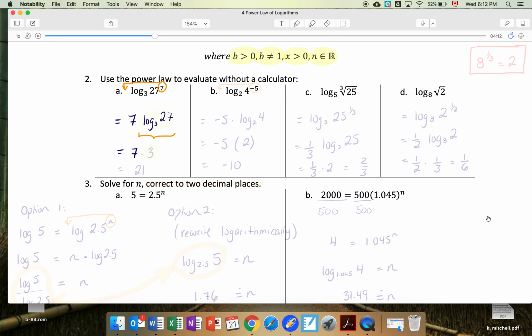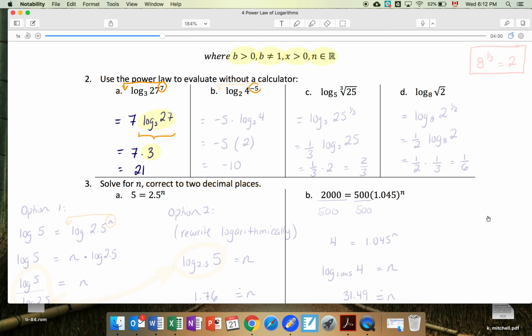So I have 7 times 3, or my final answer is 21. So this here evaluated to be 3, and then what I was left to do was just 7 times 3. Okay, so we'll do the next one.